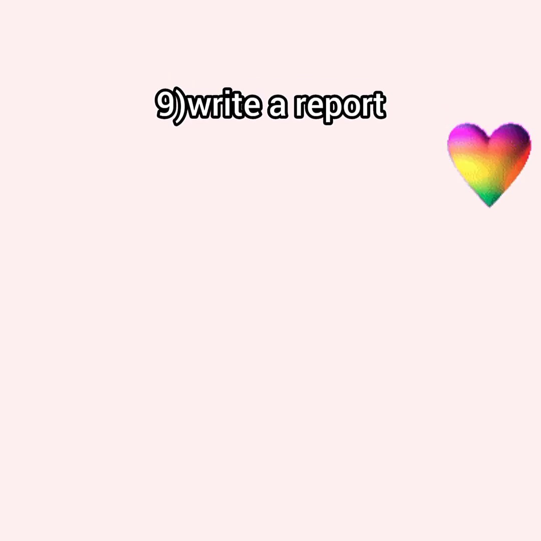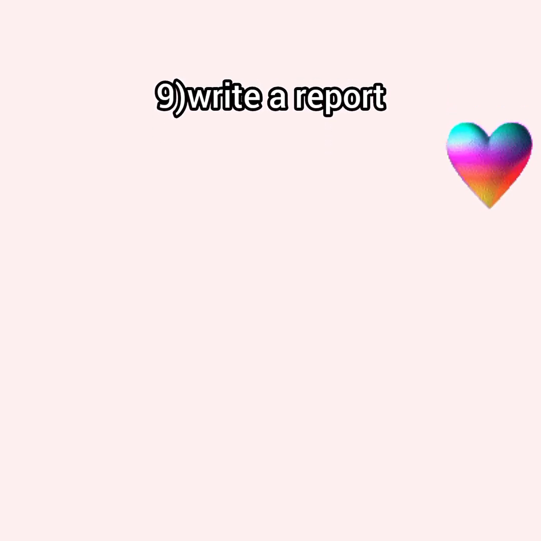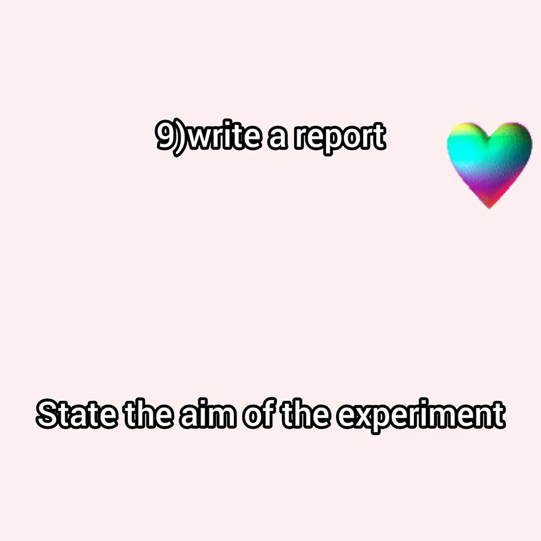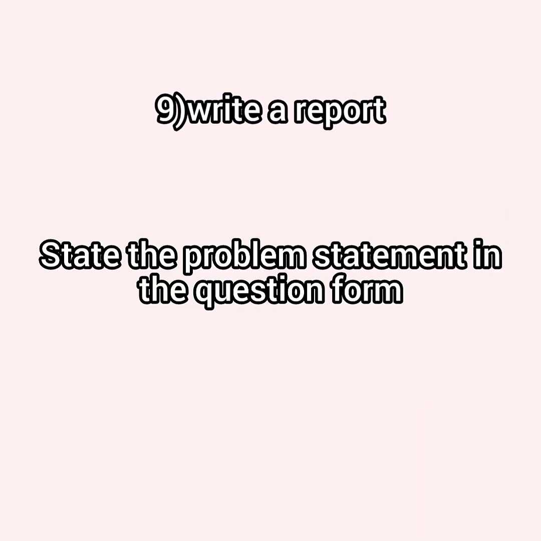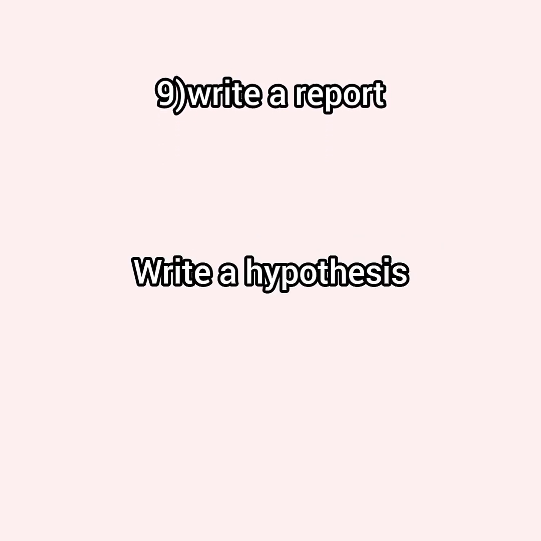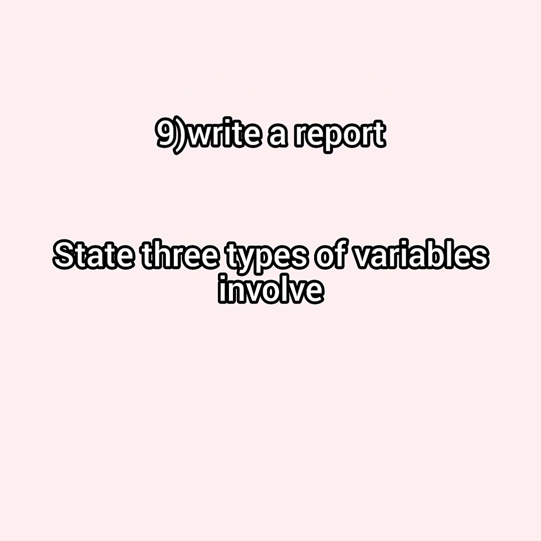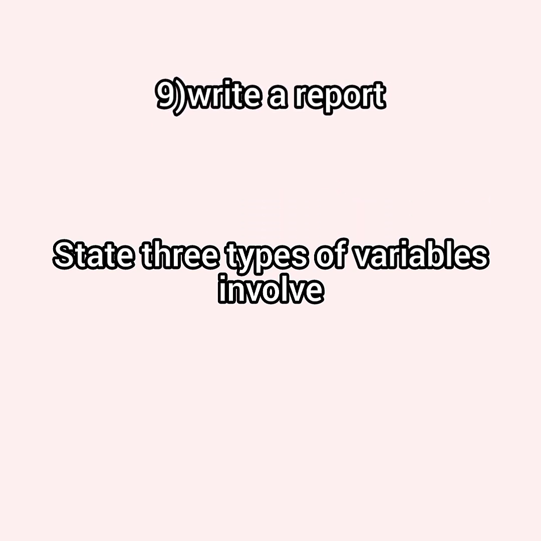And the last one is that we need to write a report. We need to write a report of the whole experiment. State the aim of the experiment as the first step when we write a report, and state the problem statement in question form. Write a hypothesis afterwards. And we have to state 3 types of variables involved, which are manipulated variable, constant variable, and responding variable.